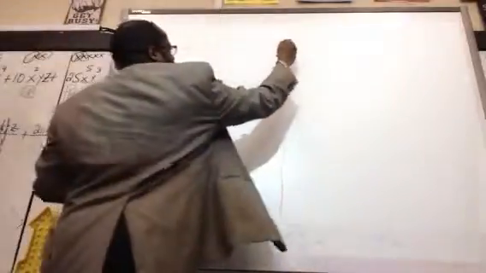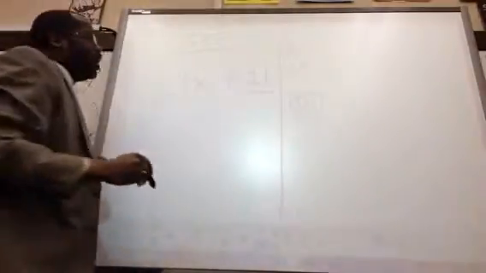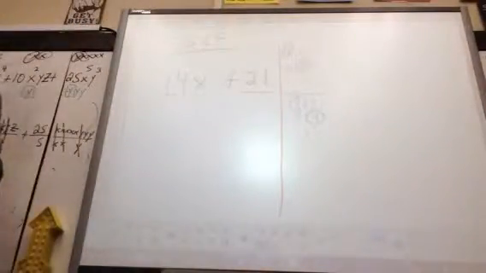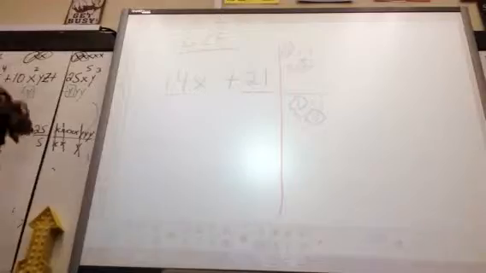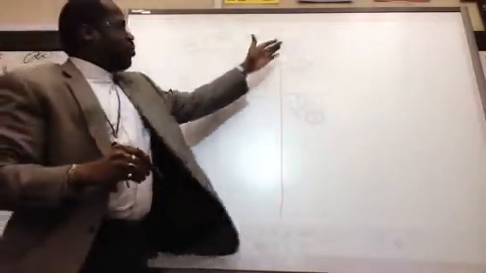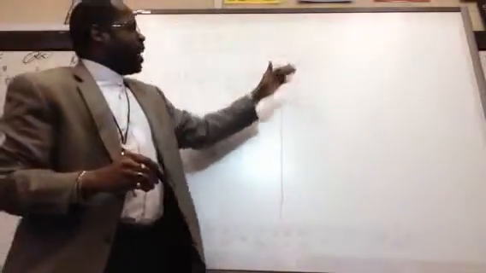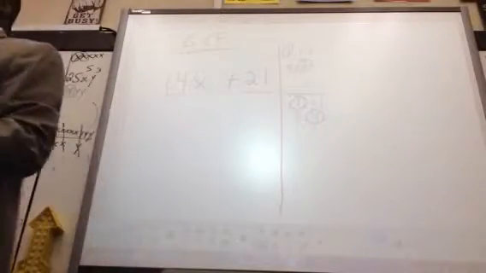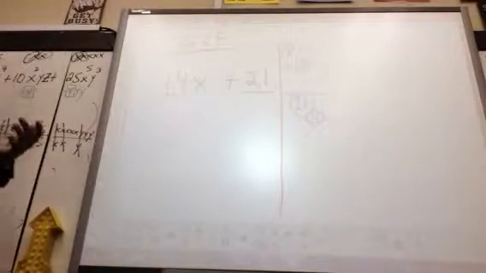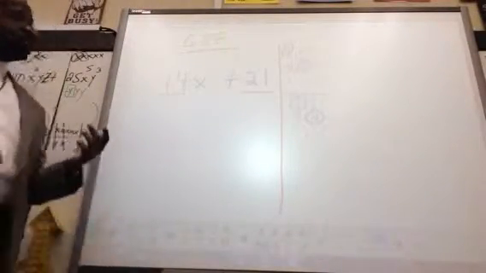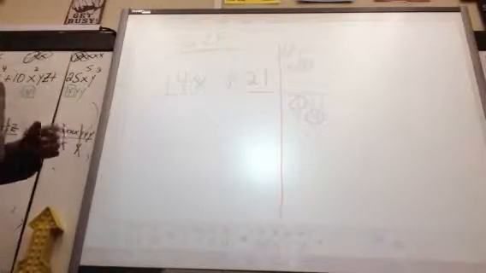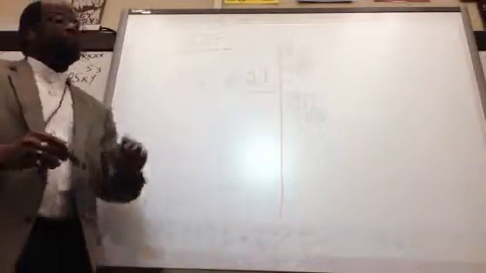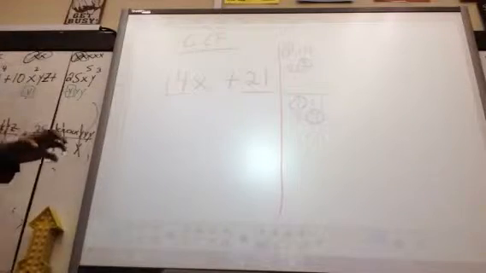Now I'm going to look at the ones that they have in common. Here are the common factors. Out of the ones that they have in common, notice they have a factor of 1 in common. They have a factor of 7 in common. Out of the ones that they have in common, 7 is the largest. So 7 would be the greatest common factor for 14 and 21.